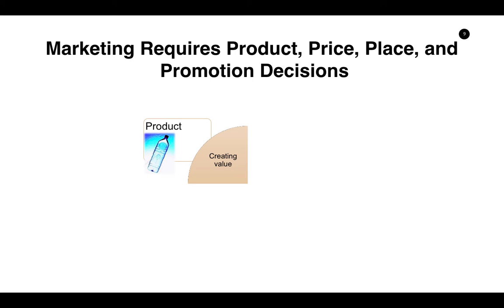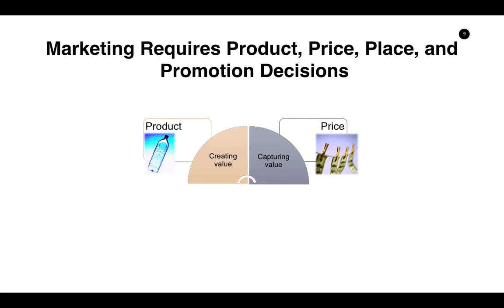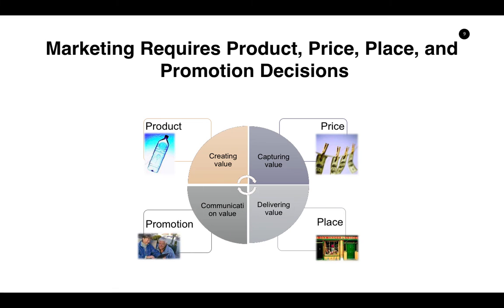So marketing requires product, price, place, and promotion decisions. And these are the 4 P's of marketing. So you have product, and this is how companies create value. Price is how companies will capture the value into a specific amount, which is what it's worth. And then place is how they deliver the value. So where will you find this product? Where in the store? Where on the shelf? Are you going to find it online or in stores? If so, which ones? And then promotion, and that's what we tend to see the most.